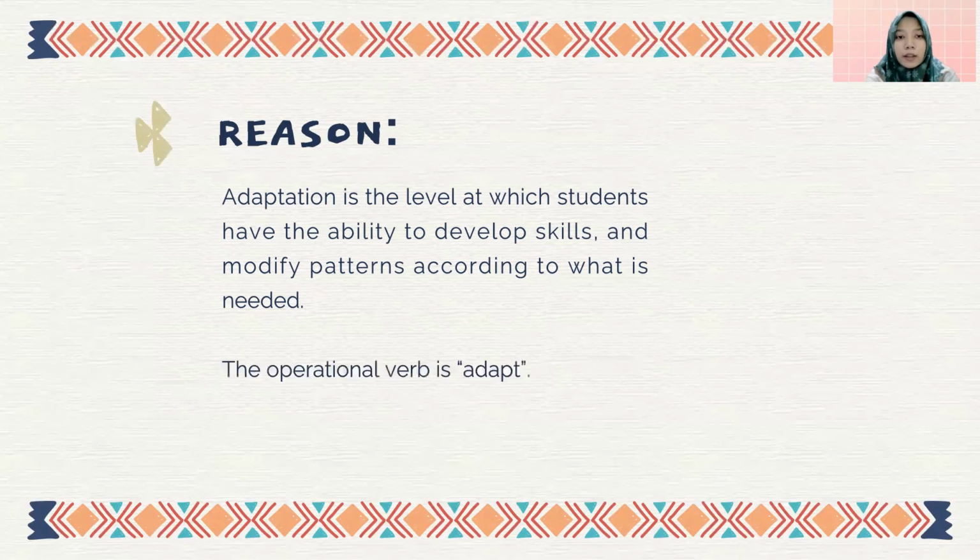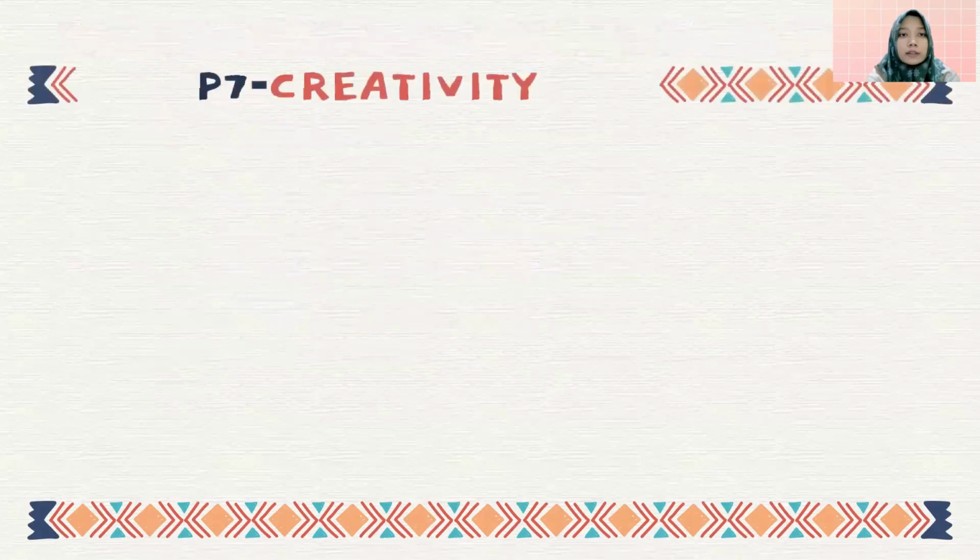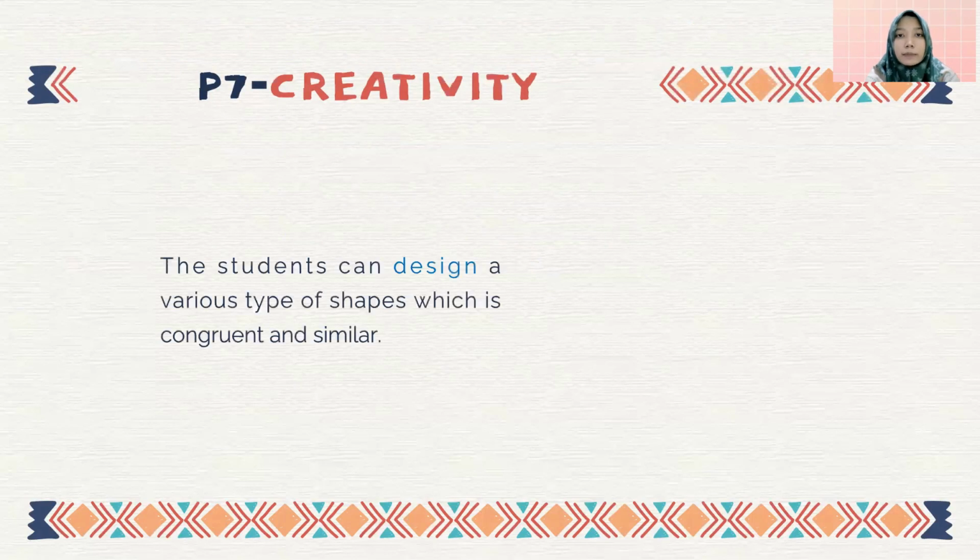So, the operational verb is adapt. And the last level, P7, creativity. The example, the students can design various types of shapes which are congruent and similar.